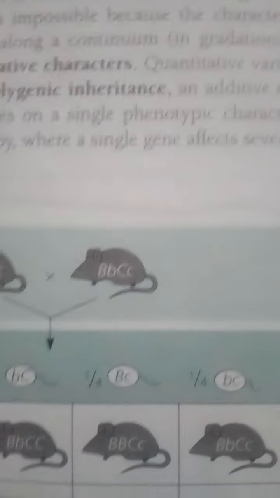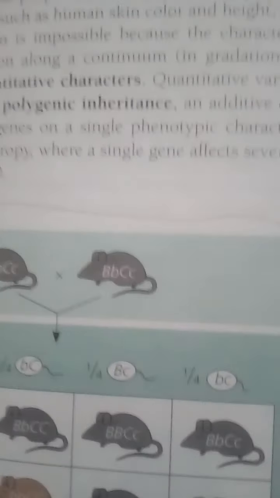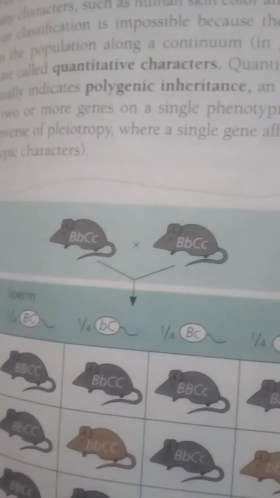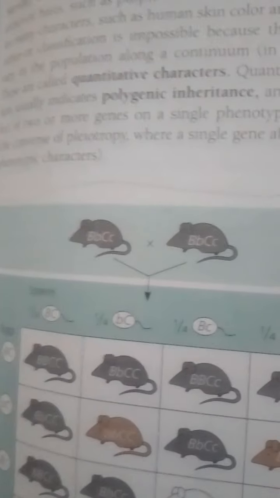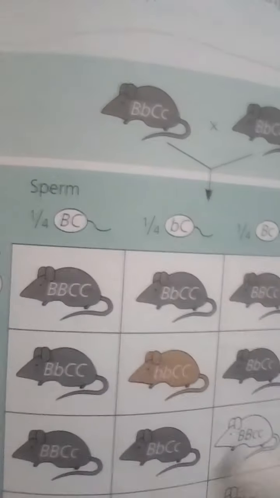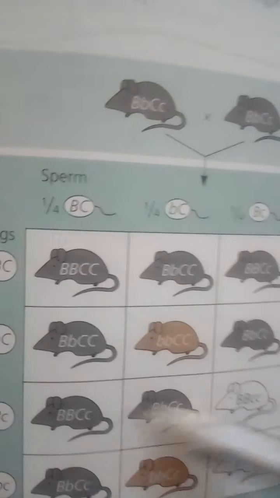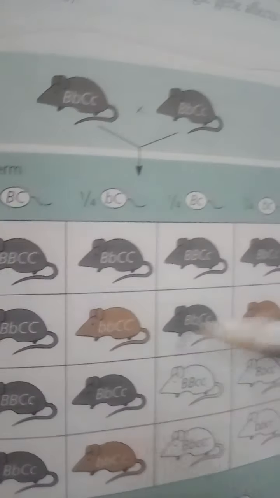This Punnett square illustrates the genotypes and phenotypes predicted among offspring of matings between two black mice of genotypes B b, C c, and B b, C c. The C gene is epistatic to the B gene. Notice that the C gene controls whether or not pigment of any color will be deposited in the hair.